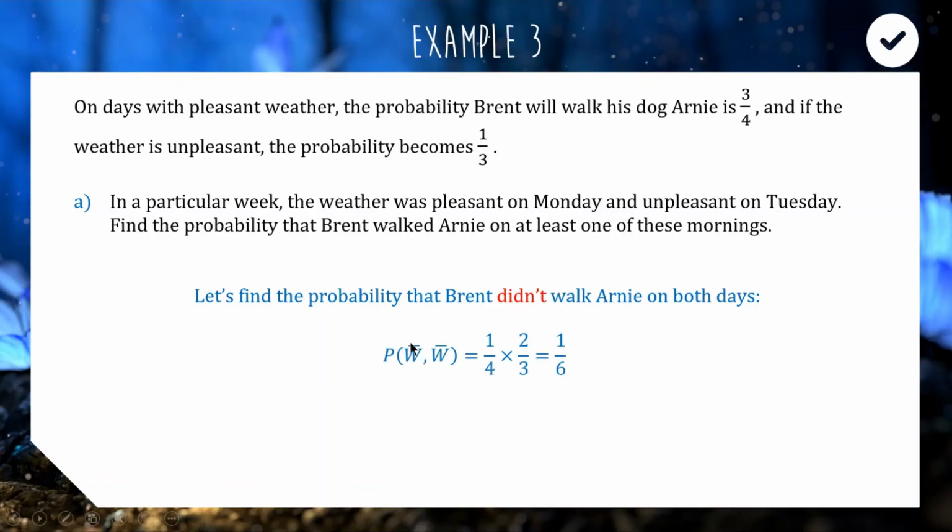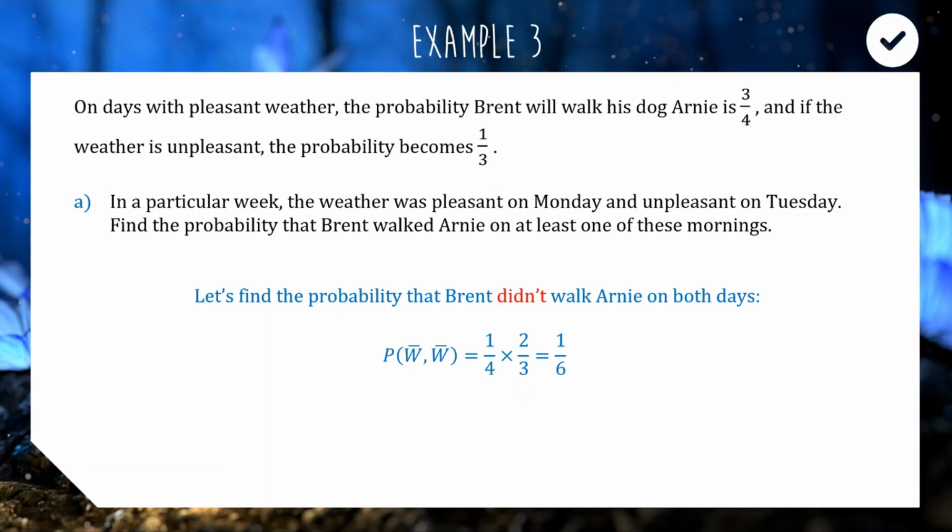So we'll find the probability of not walking the first day and then not walking the second day. Okay, so on the first day we have a 3 in 4 chance of going for a walk, which means there's a 1 in 4 chance we don't go for a walk. Second day is a 1 in 3 chance of going, so a 2 in 3 chance of not going. All right, multiply these together and we get 1 in 6. So there is a 1 in 6 chance that we don't go for a walk on either of the days.